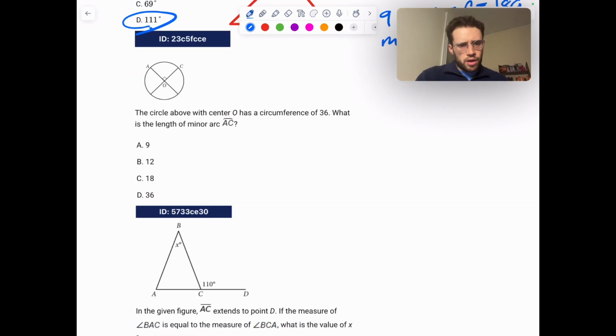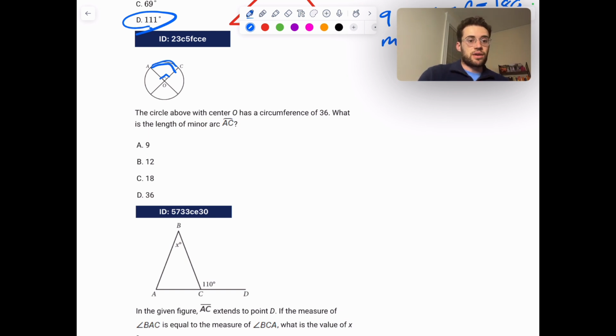The circle above with center O has a circumference of 36. What is the length of minor arc AC? All right, so AC is right there. Well, we know that this is a right angle. They drew that in there. They didn't say that, but if this is a right angle, then the measure of this arc is 90.